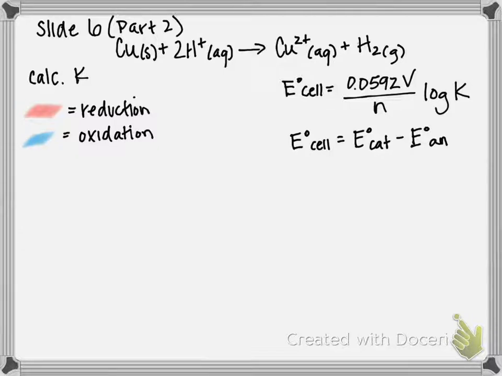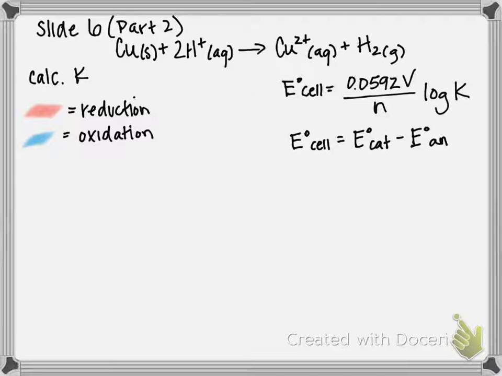So kind of similar setup to the problem that we just worked together, the previous problem on slide 4, at least in the first part, but now we're using a slightly different equation to ultimately calculate our equilibrium constant K. First things first, we need to figure out what's oxidized and what's reduced in our reaction so that we can correctly split it up into its half reactions.